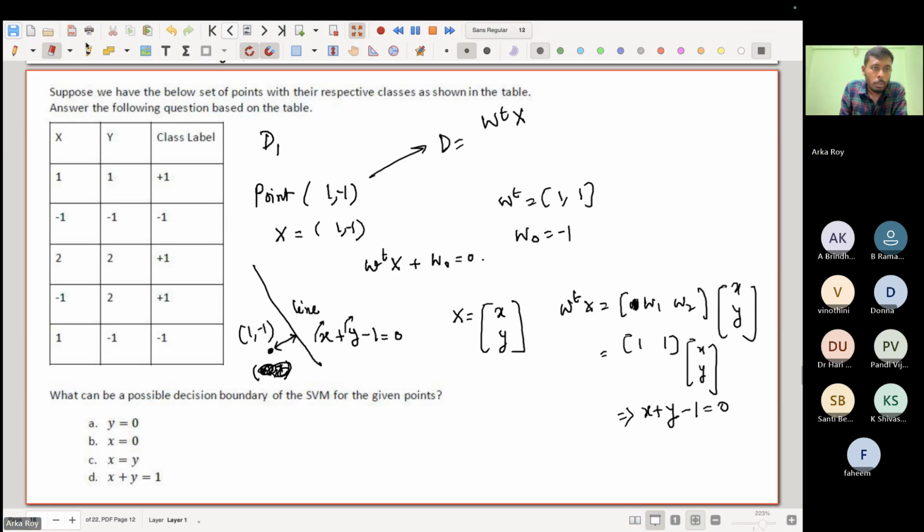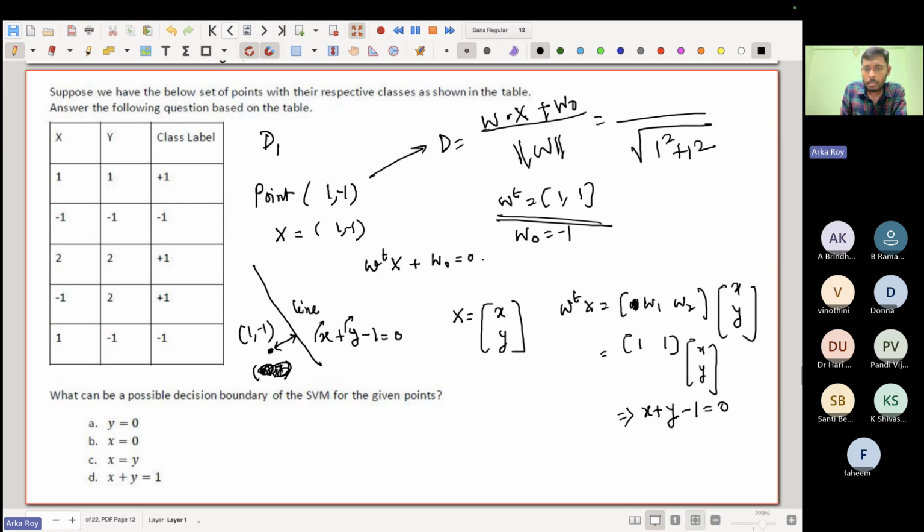W dot product with X plus W naught divided by norm of W. So norm of W is what? 1 square plus 1 square. We already have seen that W is 1 comma 1. So 1 square plus 1 square. W multiplied with X. So our X in this particular case is 1 comma -1. So if you take dot product, 1 into 1, then 1 into -1, and then W naught. W naught का value कितना है? W naught is -1. So I have written -1.